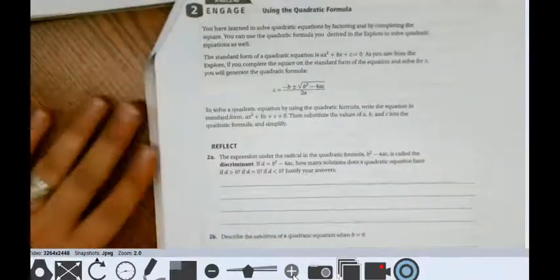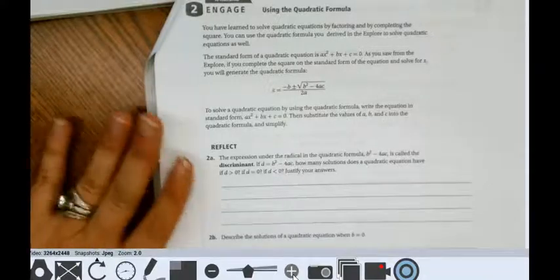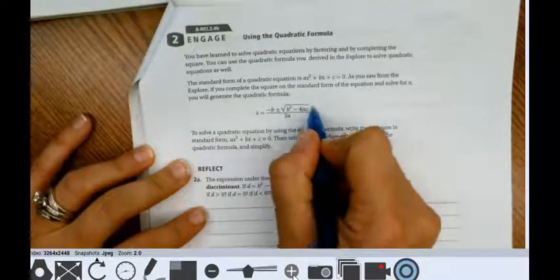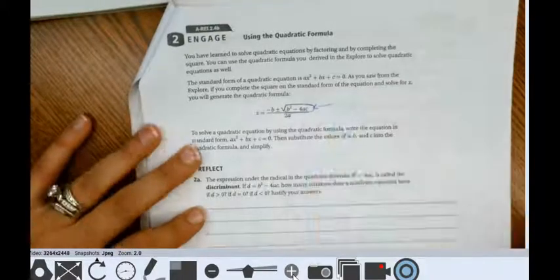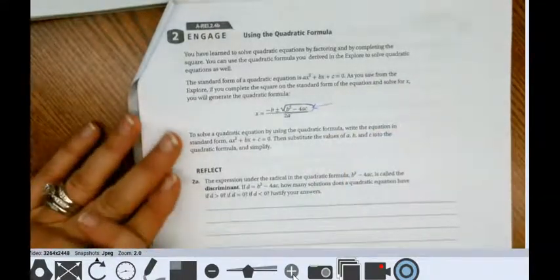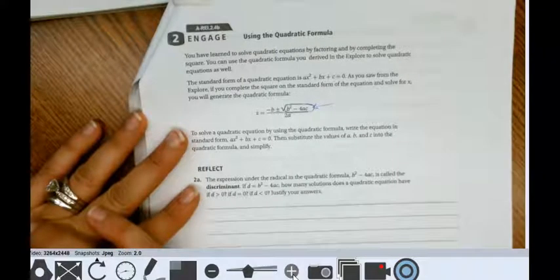All right, I kind of want to also talk to you guys about the discriminant. So the discriminant is this part right here. It's the b squared minus 4ac. And so that part is called the discriminant. And the discriminant determines whether or not you can solve this, if it has any real solutions.